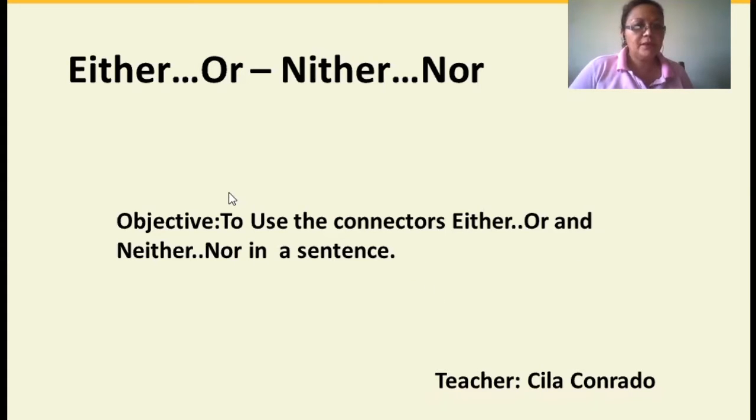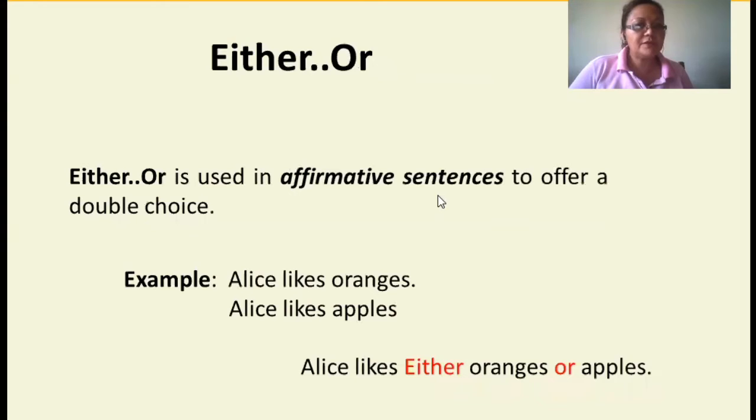Either or is used in affirmative sentences to offer a double choice. We have two sentences in here. Alice likes oranges, Alice likes apples. So you put the two sentences together in just one sentence using either or. Alice likes either oranges or apples. Now you have only one sentence.